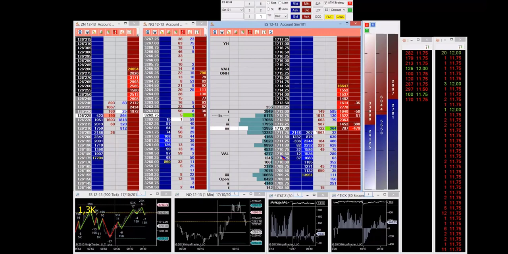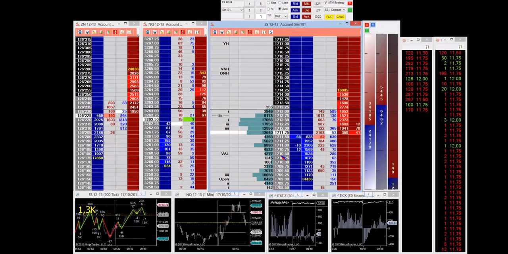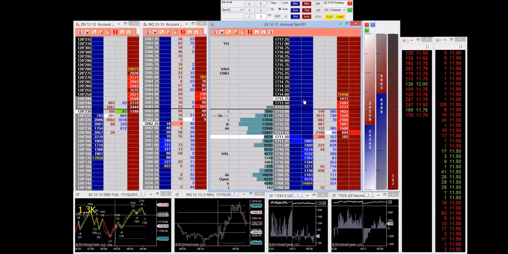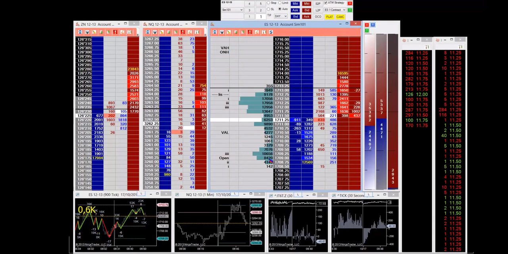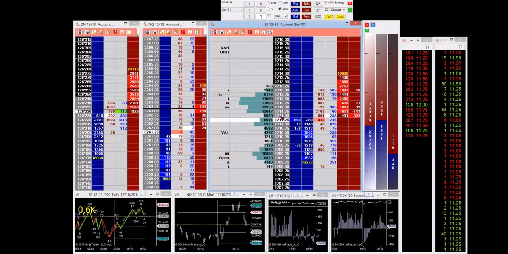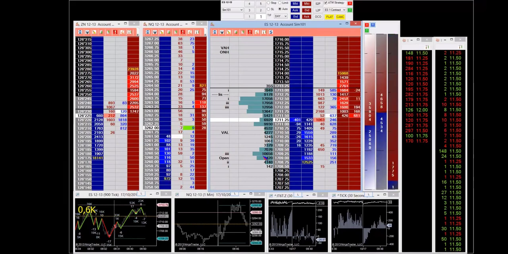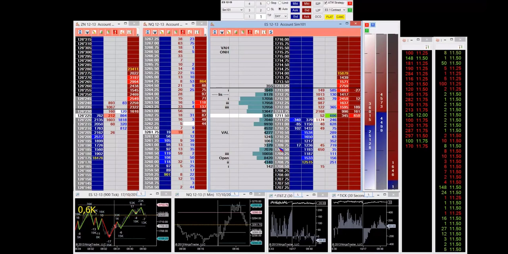Okay. Now, the other thing about these thick areas on the volume profile: if we move down now to 17.09.25, it's a little bit thicker down there. We can reasonably expect the move from 11.50 down to 17.09.75 to be fairly rapid, and then for it to slow down as it enters the thicker area below.